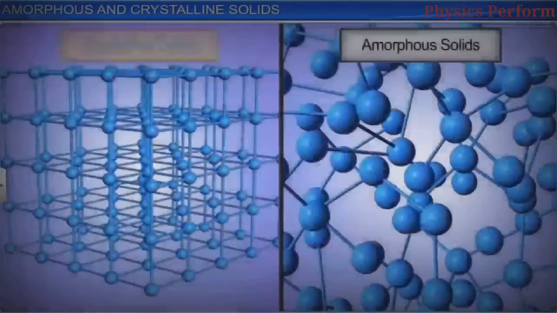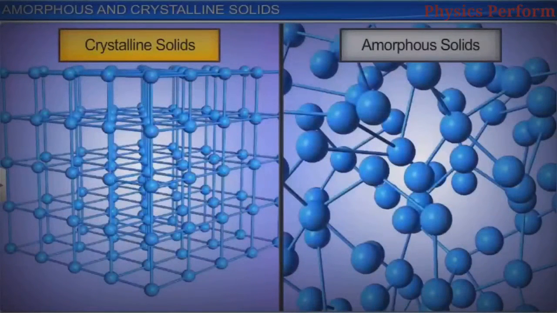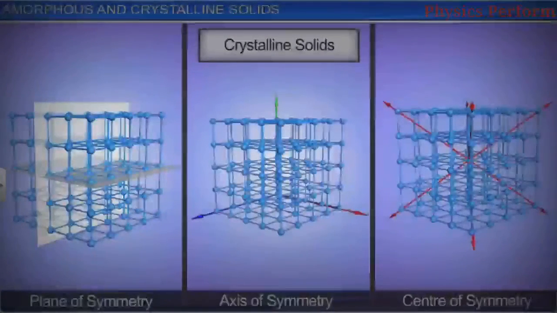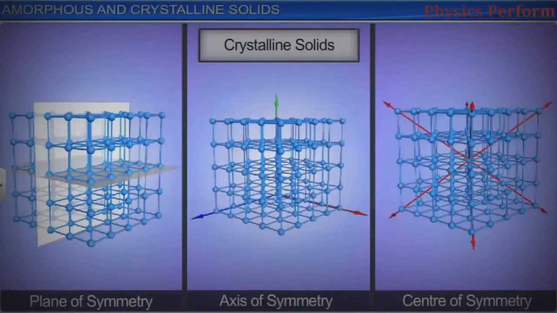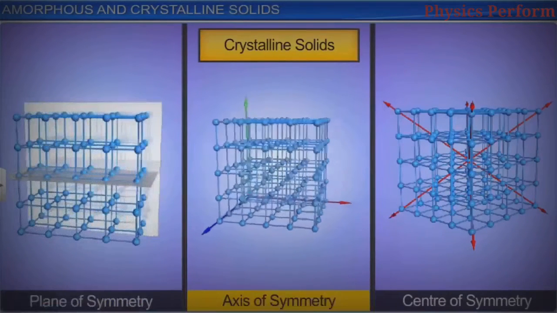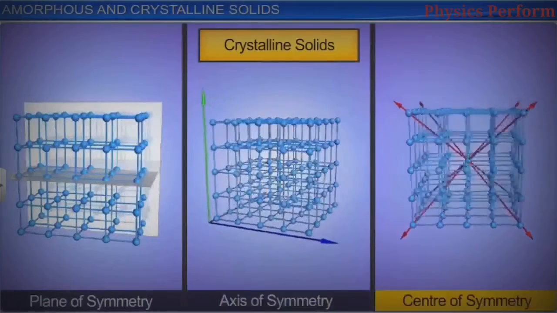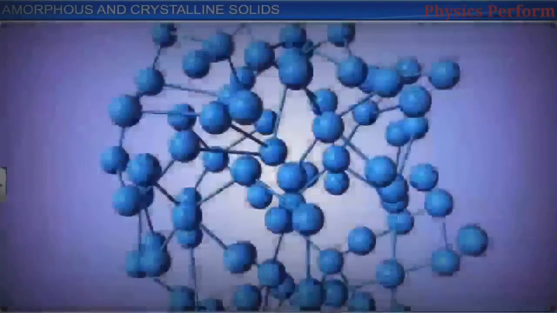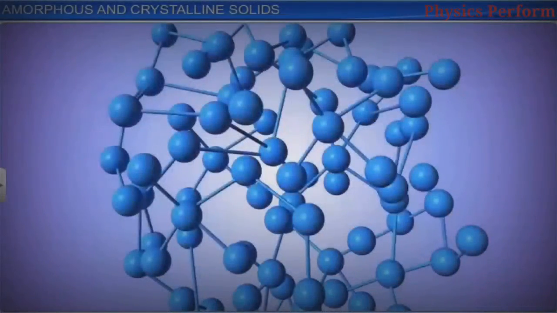Crystalline solids have definite heat of fusion values, while amorphous solids do not. Another important property of these solids is symmetry. Crystalline solids show a plane of symmetry, an axis of symmetry, and a center of symmetry. On the other hand, amorphous solids do not show any symmetry.